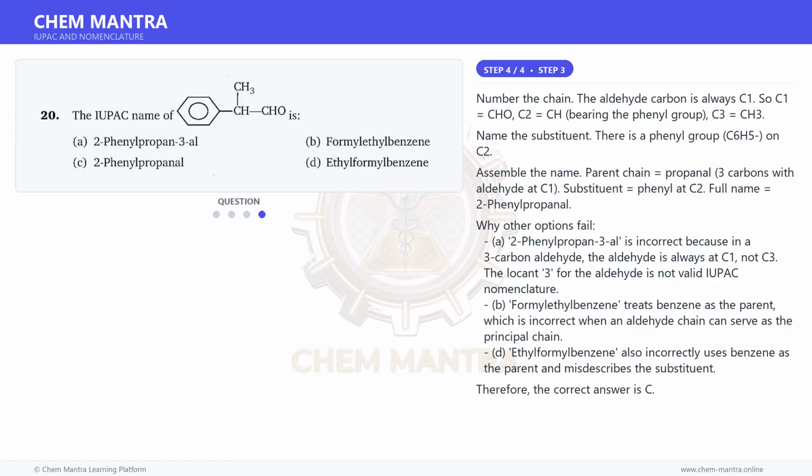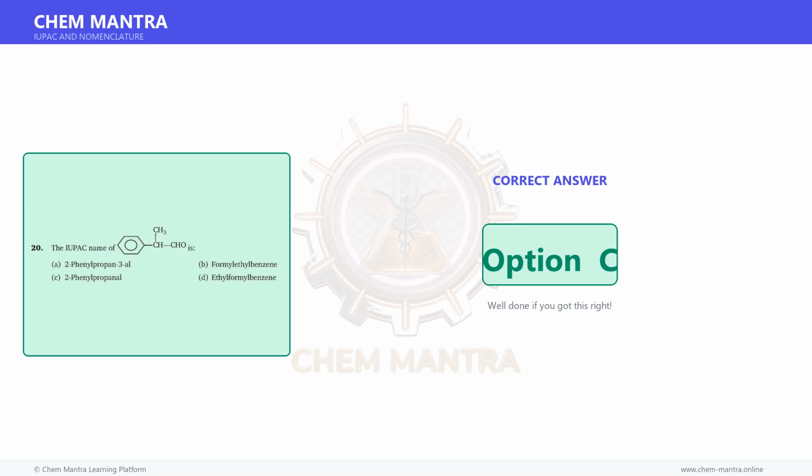B. Formylethylbenzene treats benzene as the parent, which is incorrect when an aldehyde chain can serve as the principal chain. D. Ethylformylbenzene also incorrectly uses benzene as the parent and misdescribes the substituent. Therefore, the correct answer is option C.